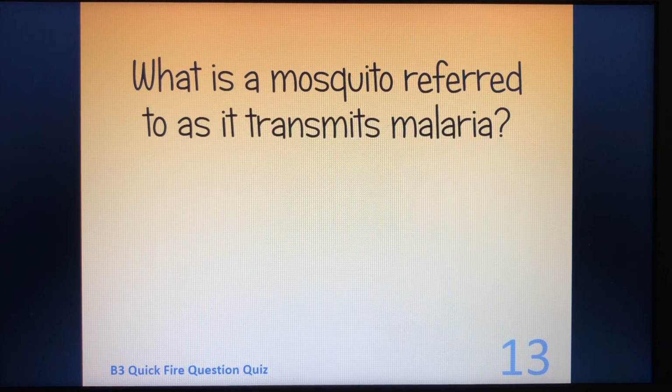Question 13. What is a mosquito referred to as when it transmits malaria? Okay, so the mosquito actually isn't infected with malaria. It is just a transporter, if you like, of the disease from one person to another, and we give it a particular name, and that name is a vector. Okay, it's a vector, just transports it from A to B.